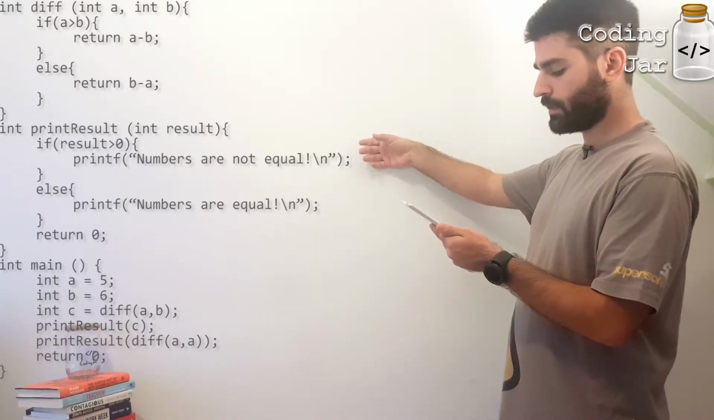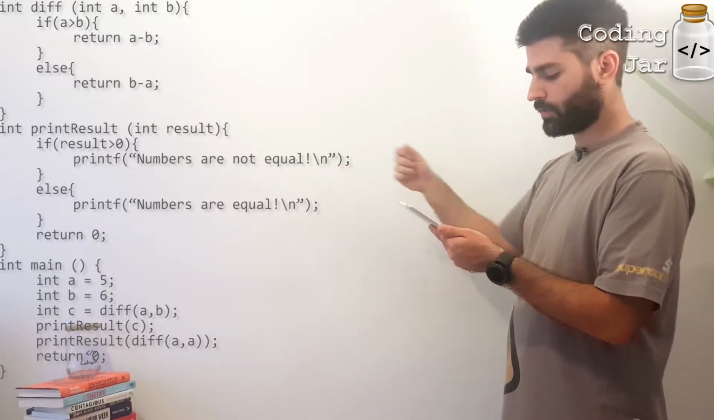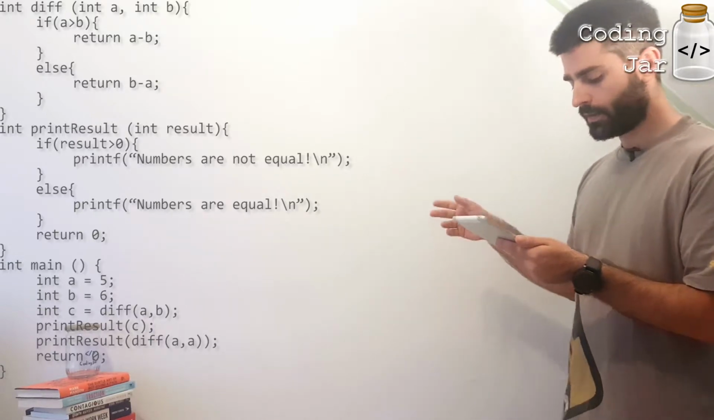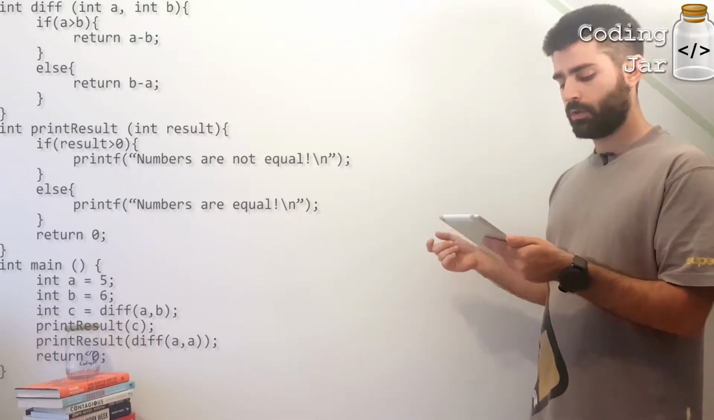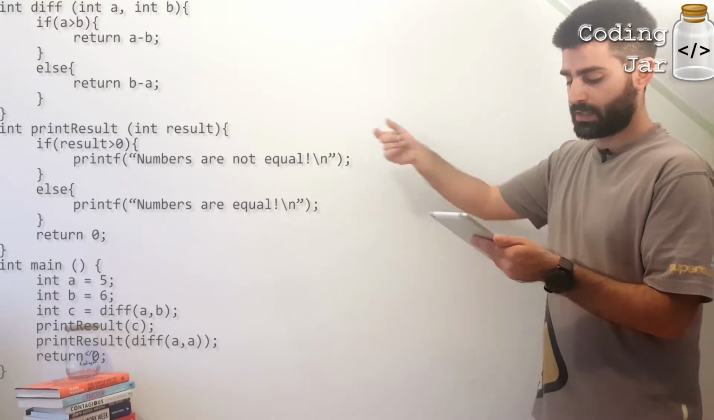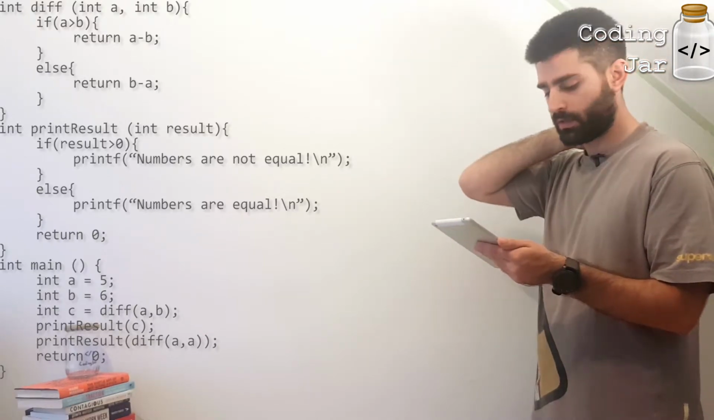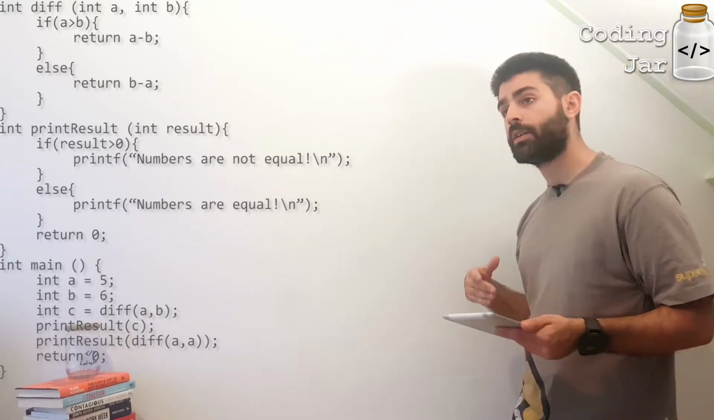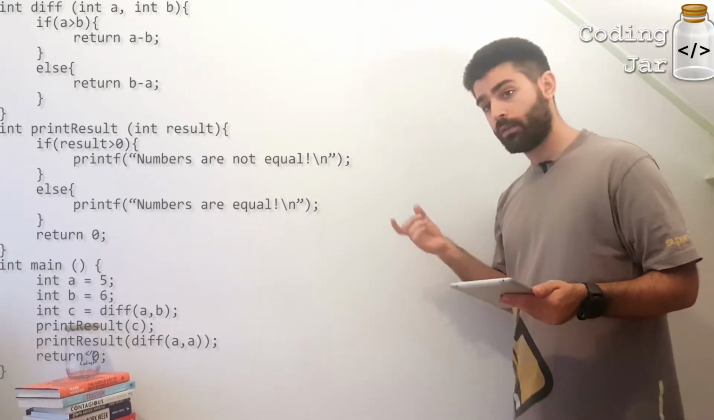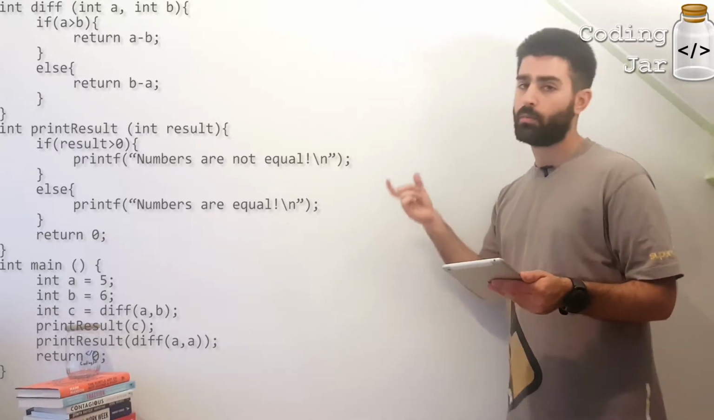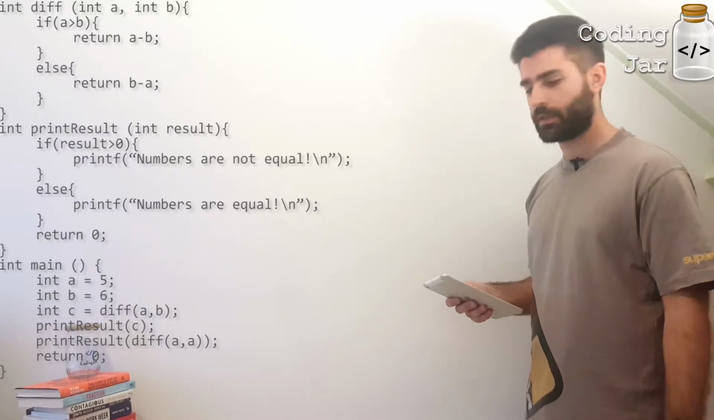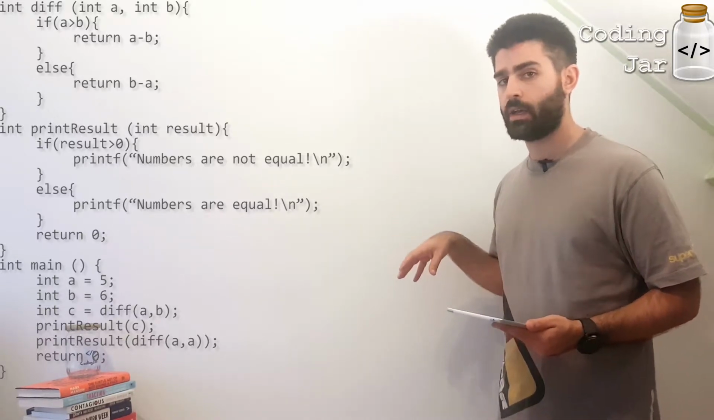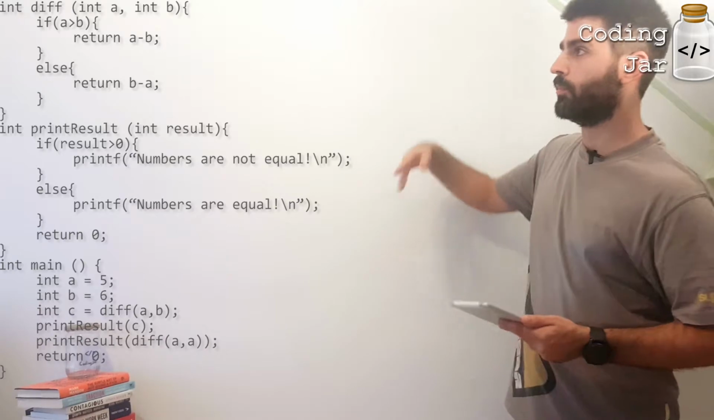And then we have main, which says int a equals 5, int b equals 6, int c is the difference between a and b, and then print result c. So we call print result using c as an argument, where c is the difference between a and b, and then print result by calling the diff function directly between a and b, and then we just return 0. This is the way you can use your own functions inside main, having them declared above main.